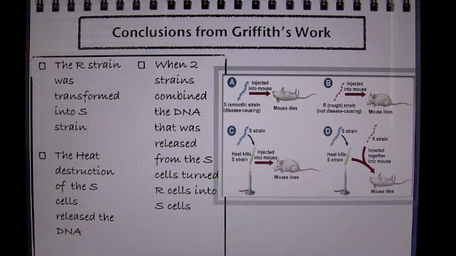Conclusions from that experiment is that the R strain was transformed into the S strain. The heat destruction of the S strain cells actually released DNA, so the DNA was held within the cells. And when the 2 strains then combined, the S strain and the R strain, the DNA that was released from that S strain cell turned the R cell into the S cells.